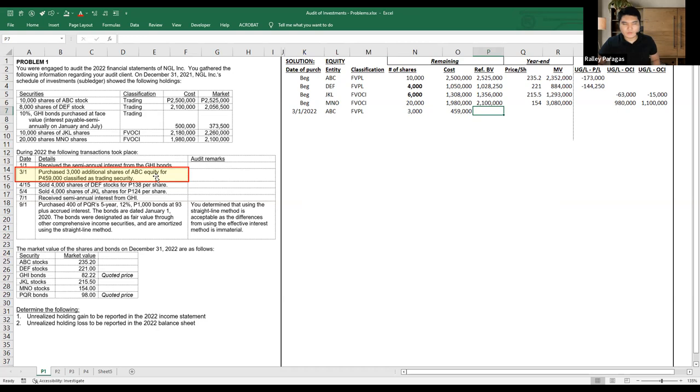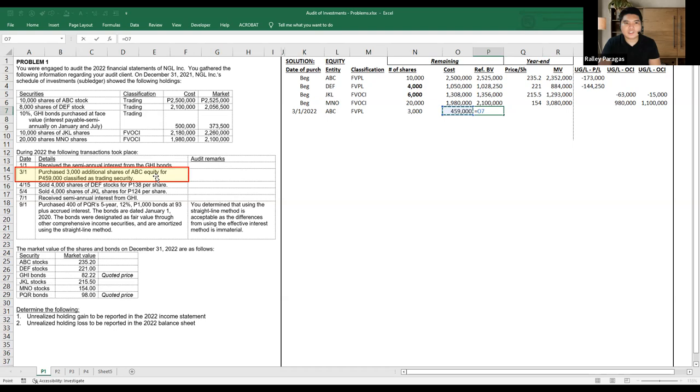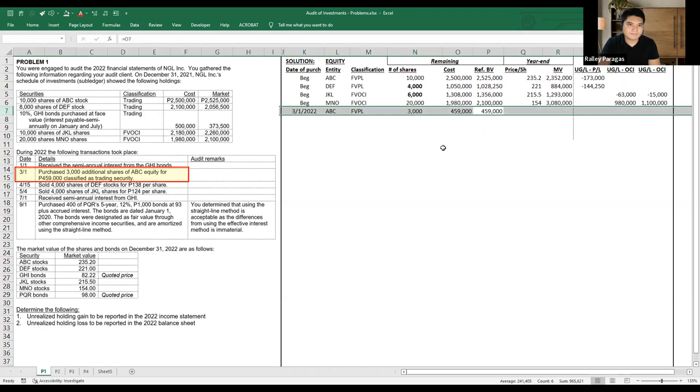Kasi pag nakaka-purchase mo pa lang yan during the year, that particular holding, hindi mo pa nare-revalue yan definitely, no? So yung reference book value mo for you to be able to compute your unrealized gains and losses as of year end would basically be equivalent to your initial measurement, which is your cost, no? Which is in this case, no? 459,000.